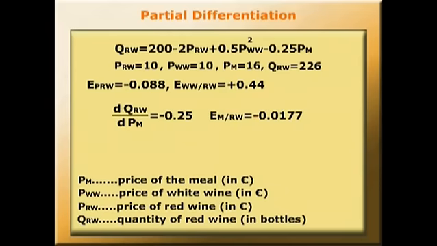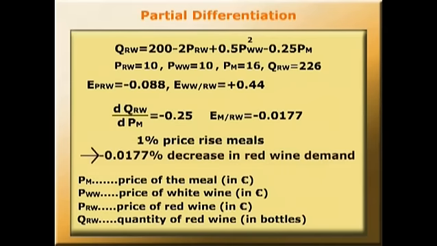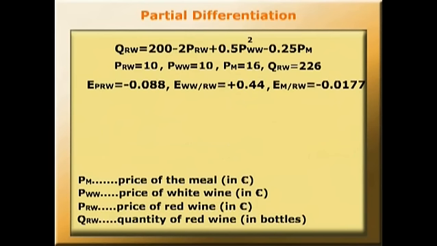0.0177. So that negative sign indicates that red wine and meals are complements. The closeness of the complementarity we found by partial differentiation. Roughly speaking, a 1% rise in meal prices will lead to a fall in the amount of red wine sold of 0.0177%. So that partial differentiation has enabled us to isolate the effect on his variables of changing any one particular variable.